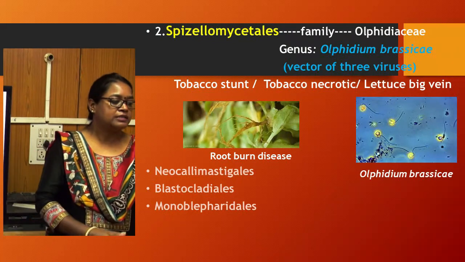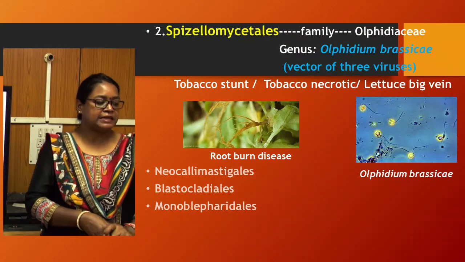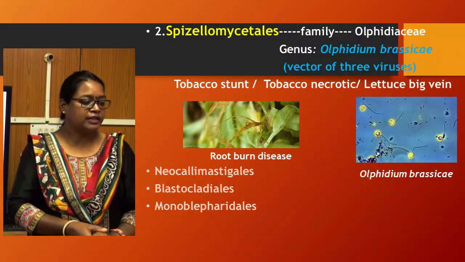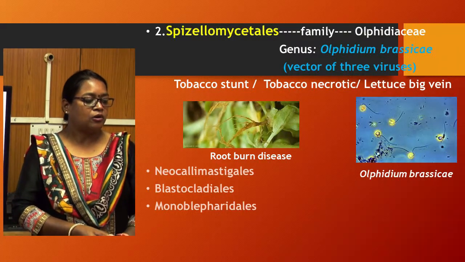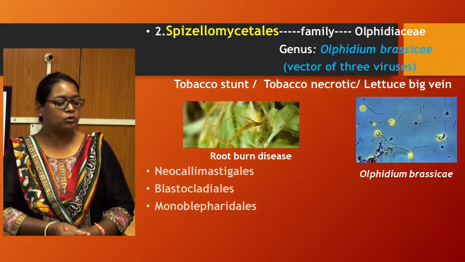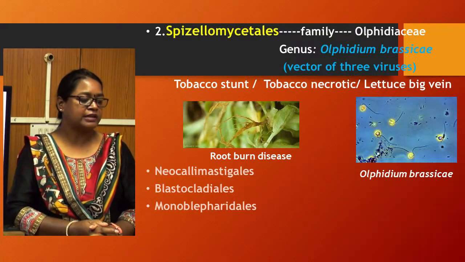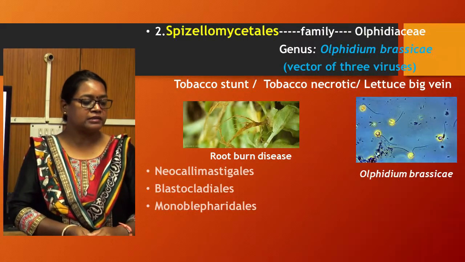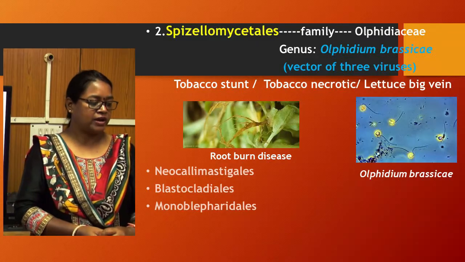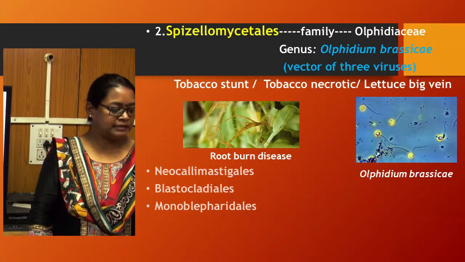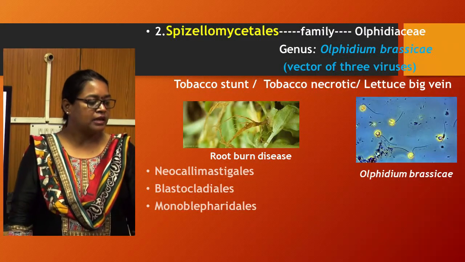Second order is Spizellomycetales, having the family Olpidiaceae. Olpidium brassicae is a genus which is a vector of three viruses, that is tobacco stunt virus, tobacco necrosis virus and lettuce big vein virus. Olpidium brassicae causes root rot diseases of vegetables.